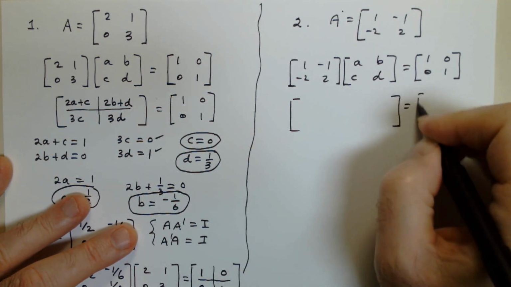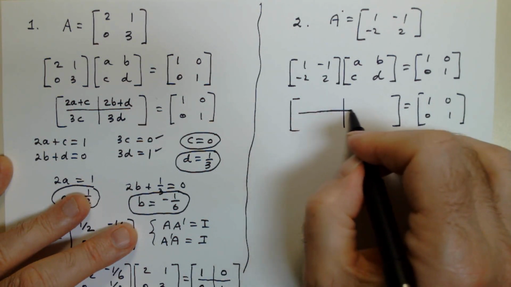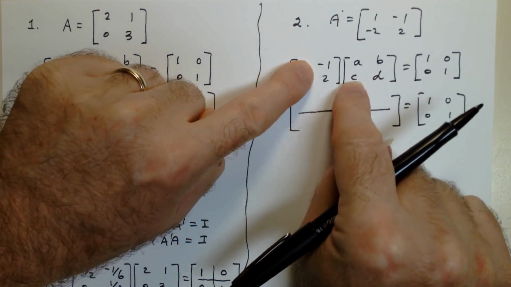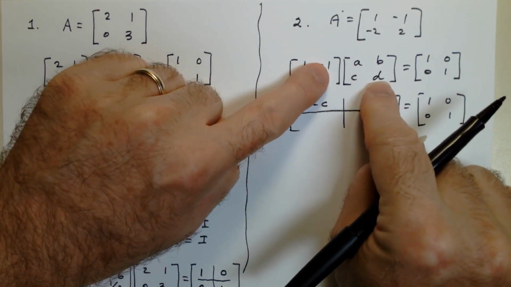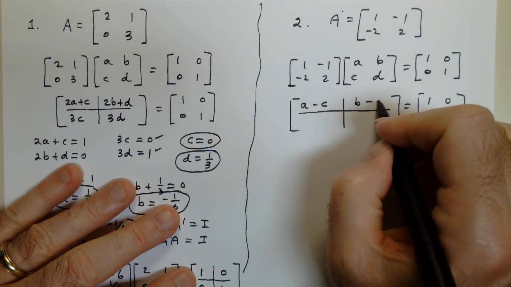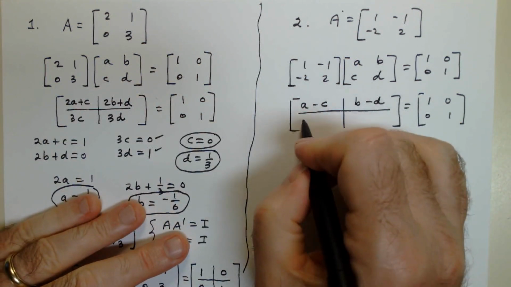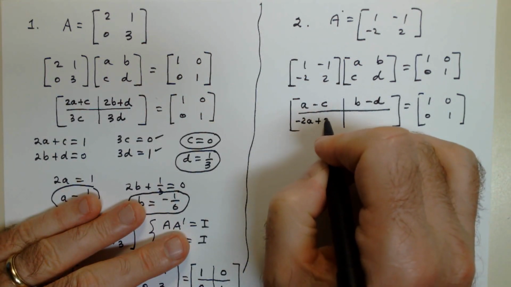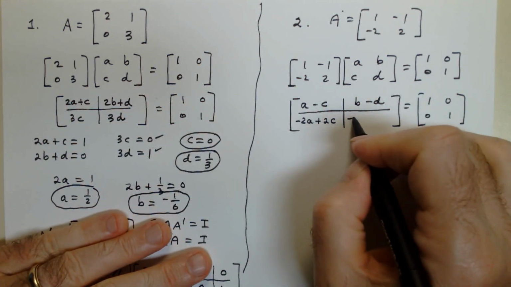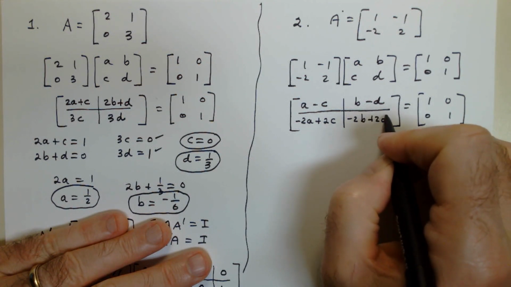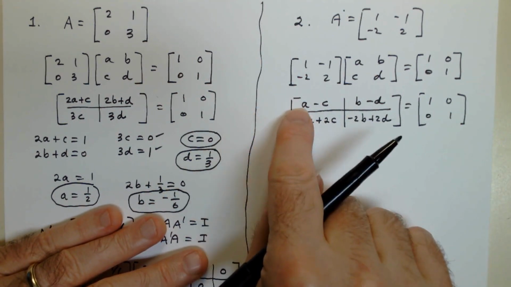We'll do that on the left, and we'll get ourselves a system of equations. And let's see what this is going to look like in this case. We'll have A minus C. We're going to have B minus D. We'll have minus 2A plus 2C. And then we're going to have minus 2B plus 2D. And these two matrices have to be equal if such a matrix is going to exist. And so we get a system of 4 equations.